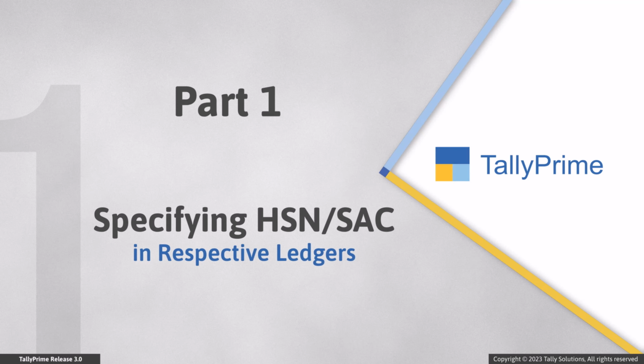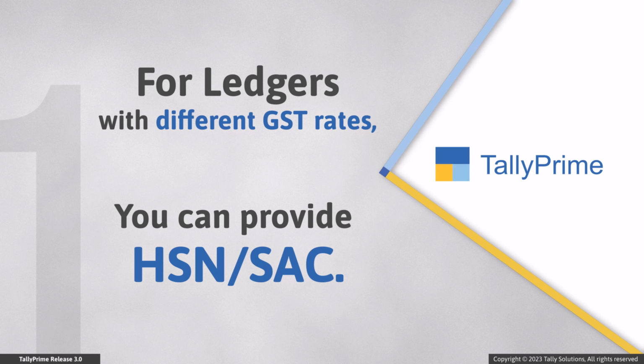Let's see how to do it at the ledger level. You may have created ledgers for different GST rates. In such a case, you can provide HSN or SAC in the ledgers. Let's see how to do it.